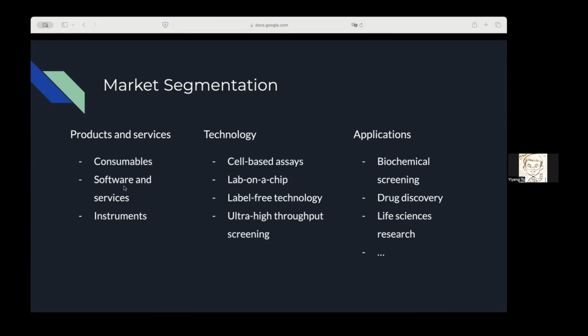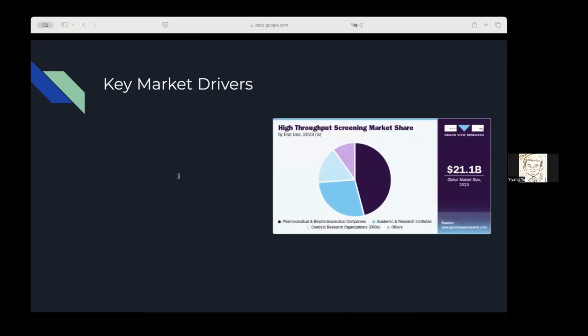So for the key market drivers, we're seeing a significant increase in research and development (R&D) investments within the pharmaceutical industry. As you can see here in the pie charts, almost half of the market share is coming from pharmaceutical or biopharmaceutical companies. So basically, companies are allocating more resources to drug discovery and development, with global R&D spending projected to reach about $254 billion by 2026.